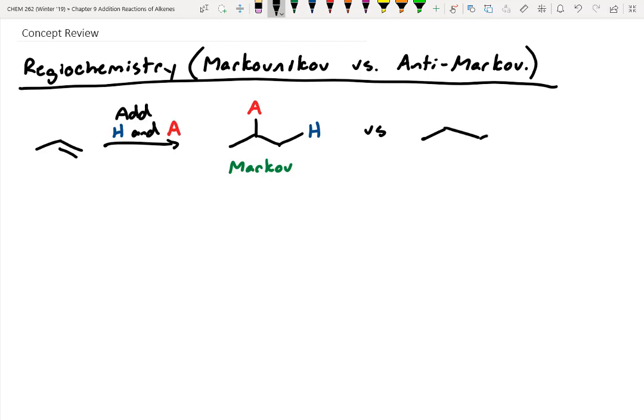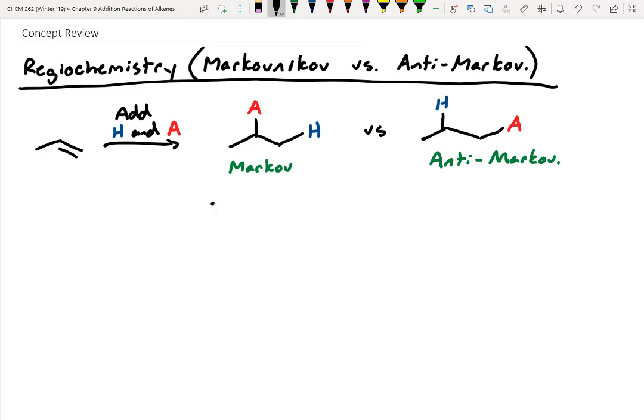However, we saw some examples where it was opposite, where the hydrogen added to the more substituted position and our new group attached to the less substituted. This is anti-Markovnikov. All right, we had a handful of reactions that did Markovnikov addition, so let's go over those.